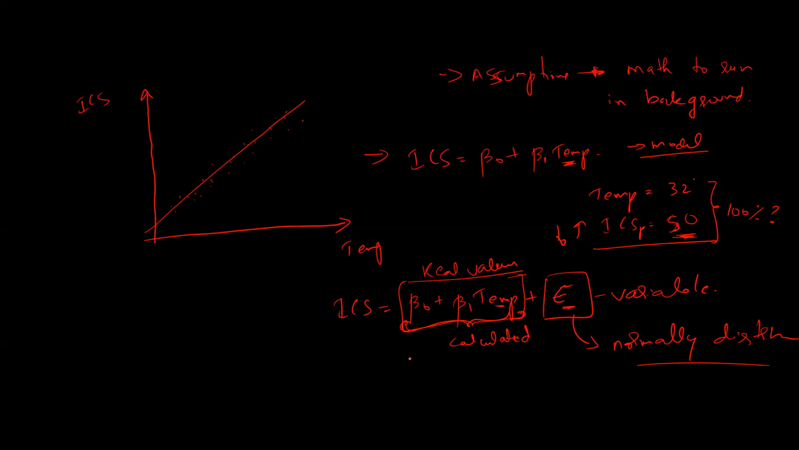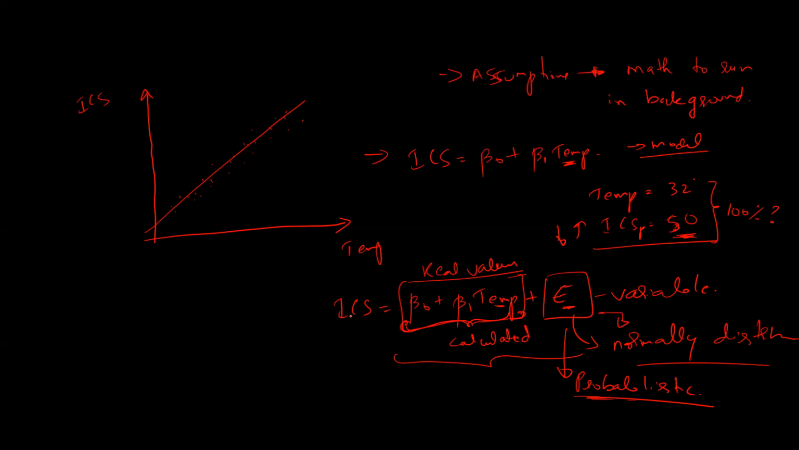So this error depends on the extra feeling or the mood of the people. So this mood is probabilistic, correct? You guys agree with me? Yes, sir. So since this is probabilistic, that is why we consider this as normally distributed.